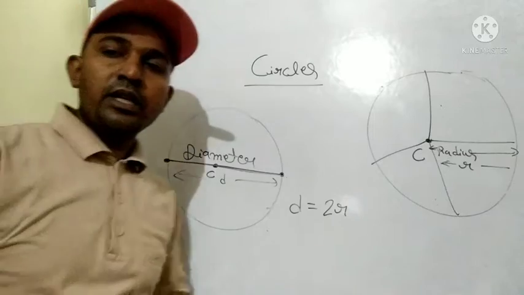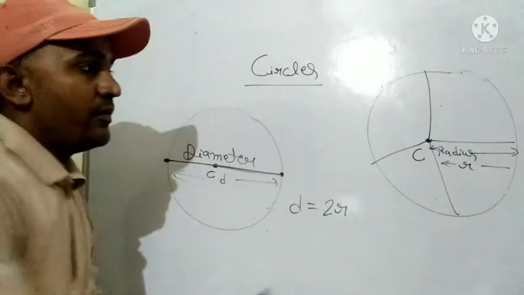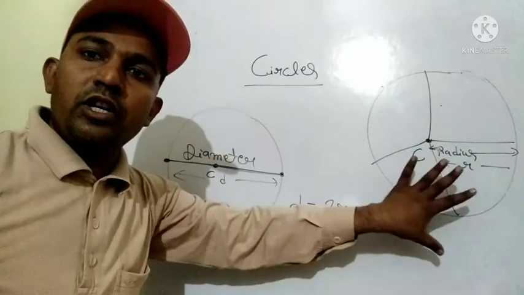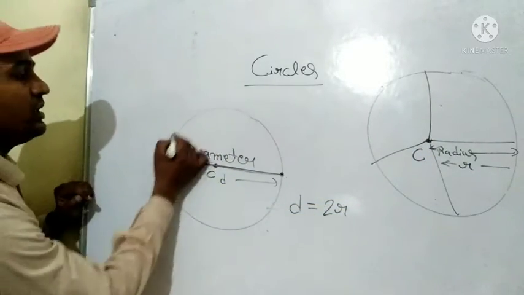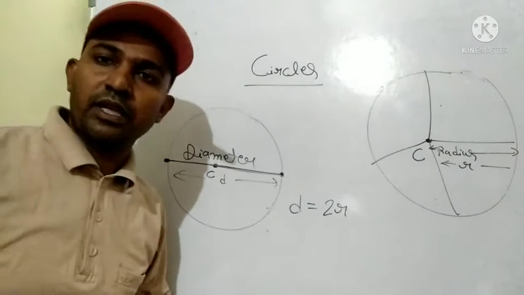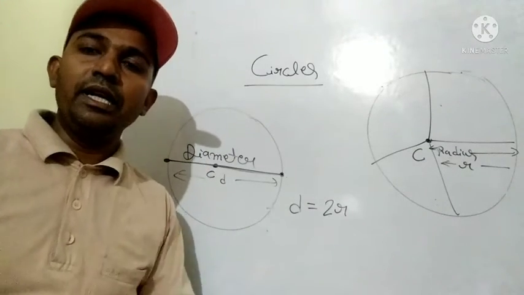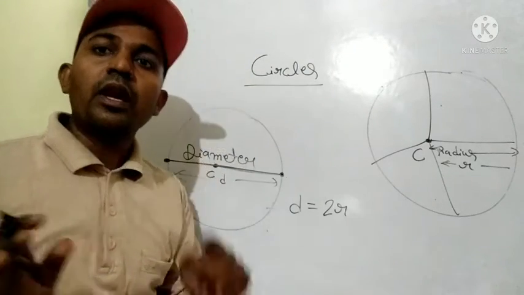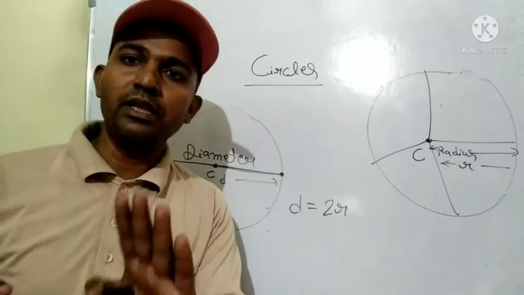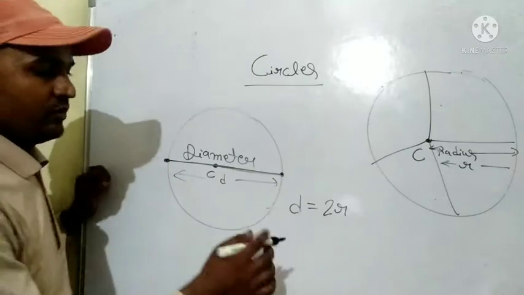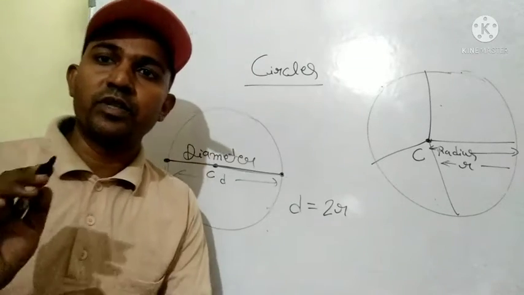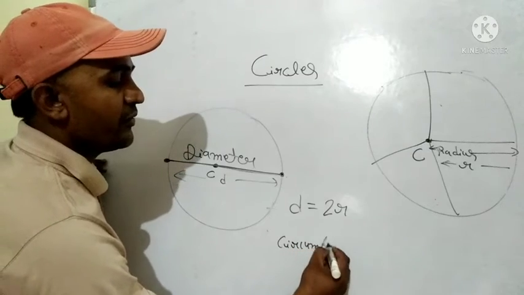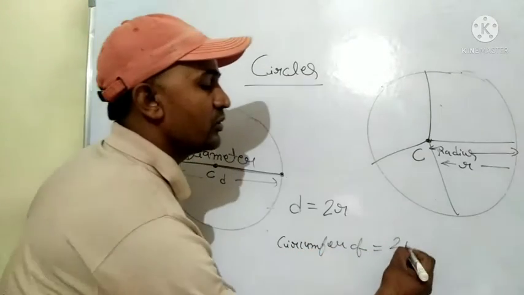After that, the place covered by the circle is called the area of the circle, and the boundary of the circle is called the circumference. How can we find the area and circumference? By using formulas, and some concepts and practical methods are also included, but here we discuss only the formula. For finding the circumference of a circle, we use a formula: circumference of a circle is equal to 2 pi r.